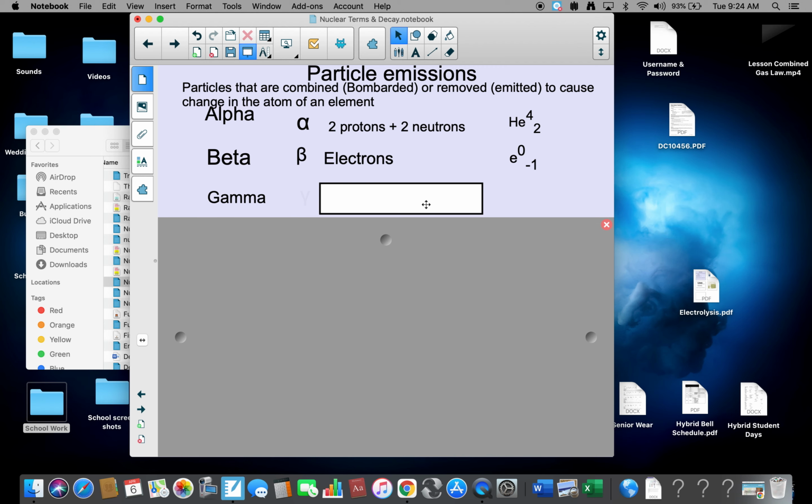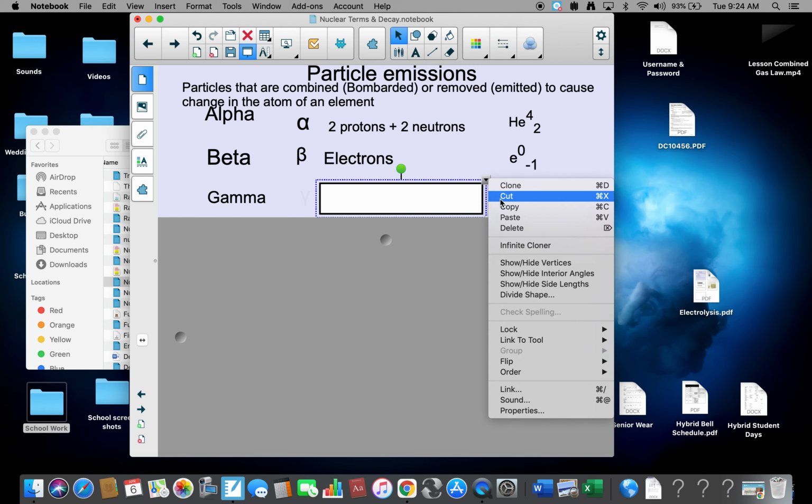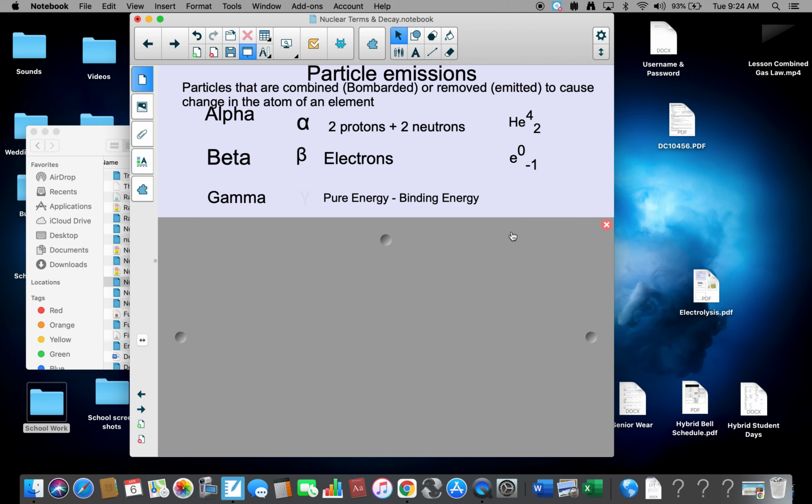We also have then gamma. This is the last particle originally identified. Gamma is pure energy, and it's from the binding energy. As we talked about before, binding energy is what holds a nucleus together. So when that breaks apart, the energy is gamma energy.